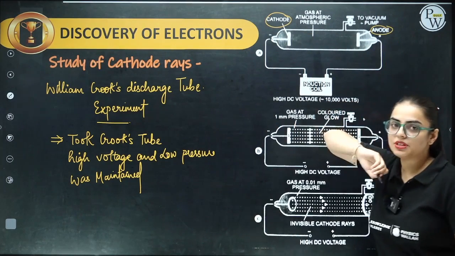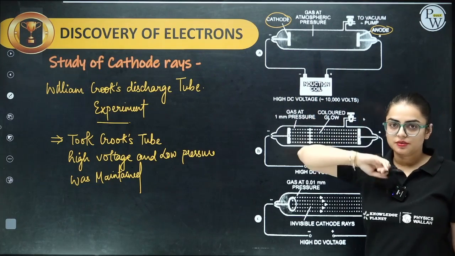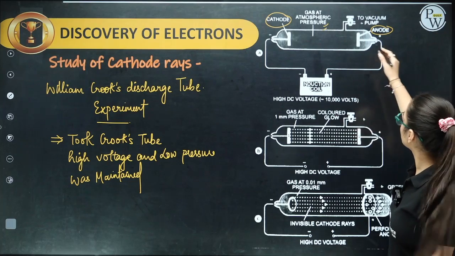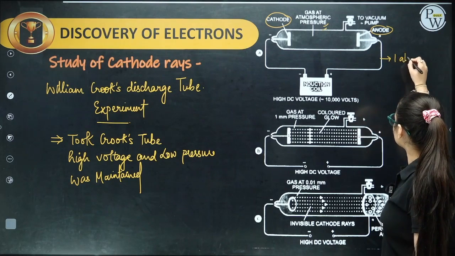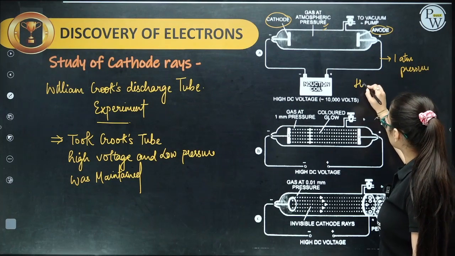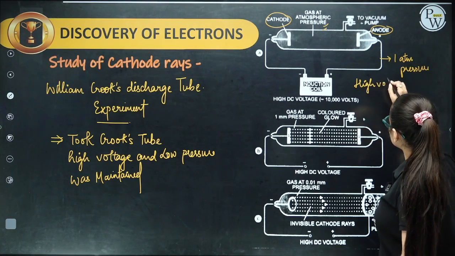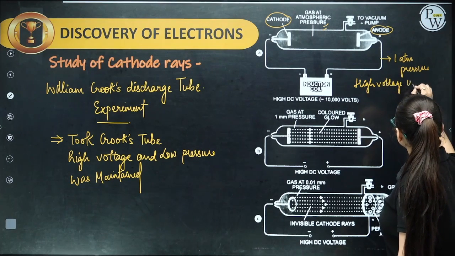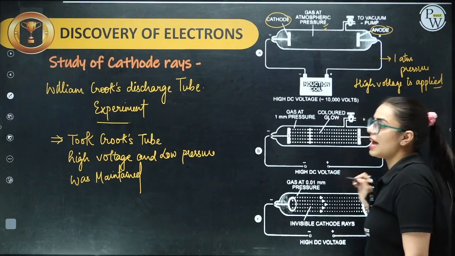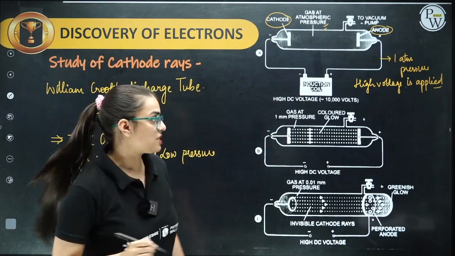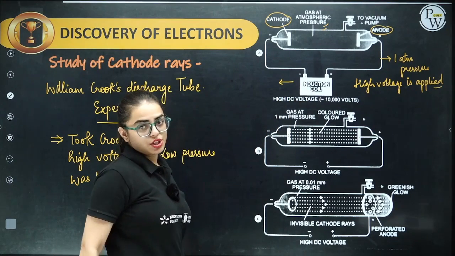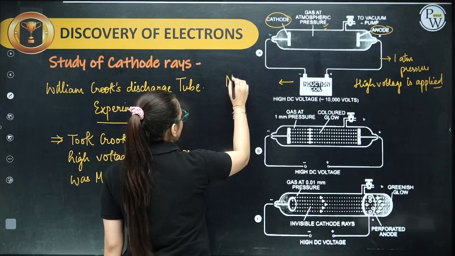Now what happens here? We took a gas inside it. Now this gas is at 1 atm pressure. In the very first case, it is present at 1 atm pressure, and over here high voltage is applied. So students, when a high voltage was applied in this Crookes experiment, in the very first case, when the pressure was 1 atm, it was observed that no current flows.